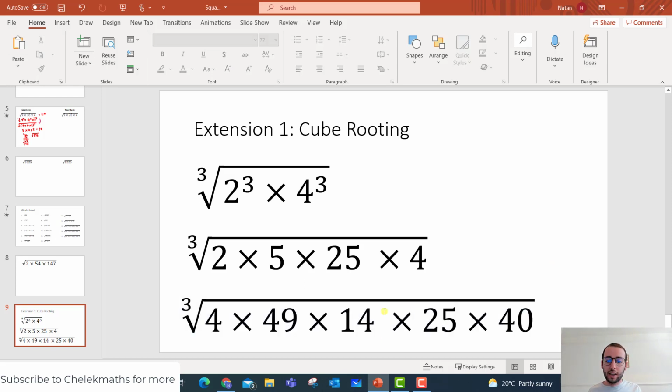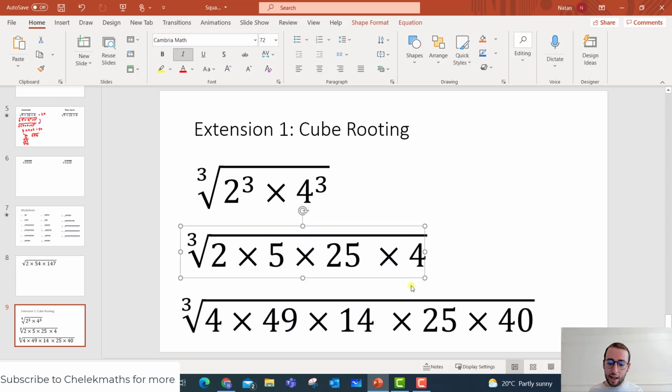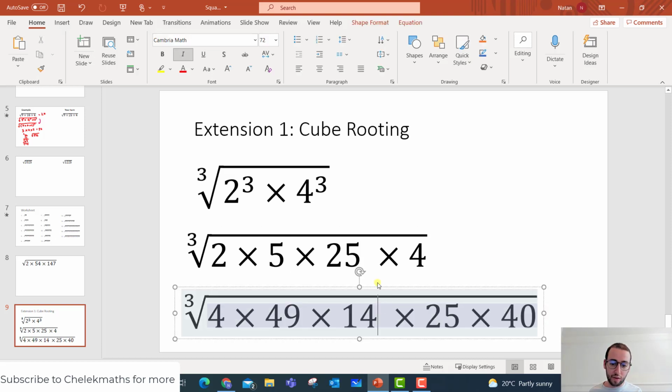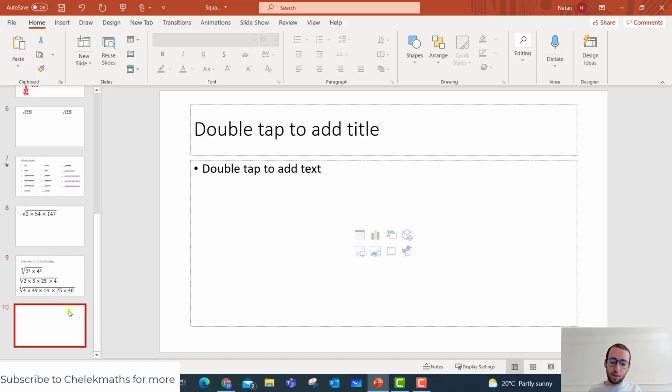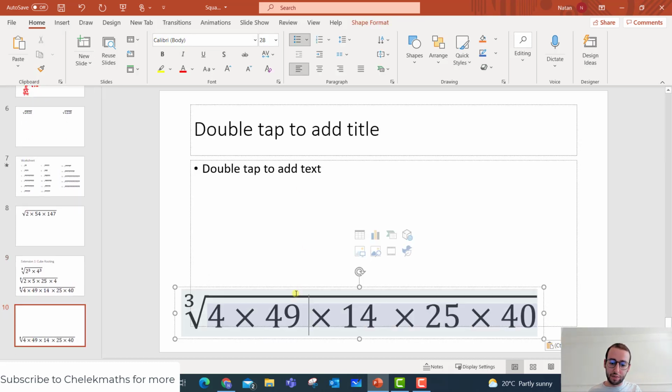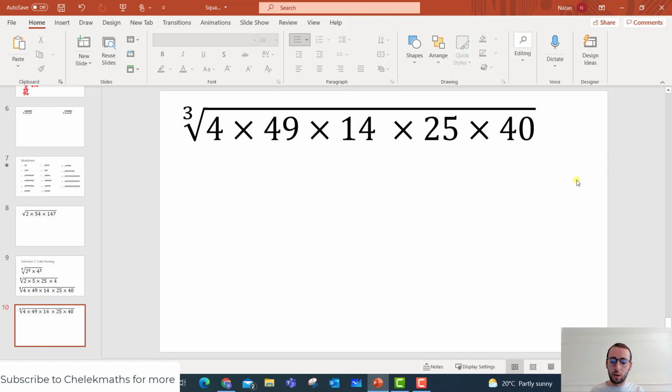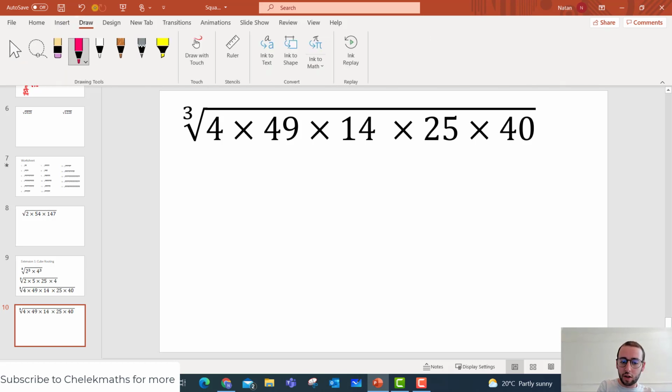There we go. Now instead of needing pairs of things like we did before, we need sets of 3. So let's quickly talk about how we might solve this one. That's the cube root of 2 squared times 7 squared times 2 times 7 times 5 squared times 2 cubed times 5. Now we just make them into cubes.